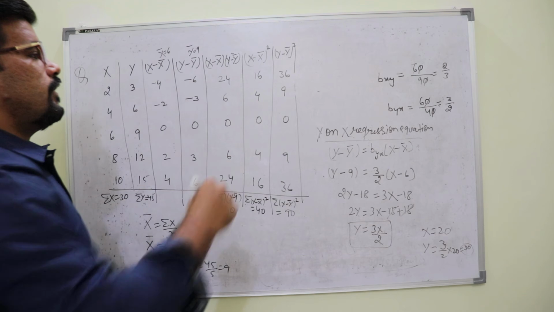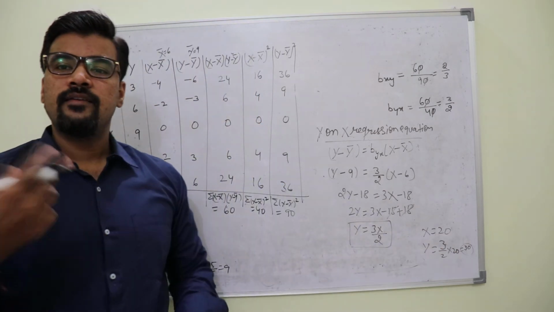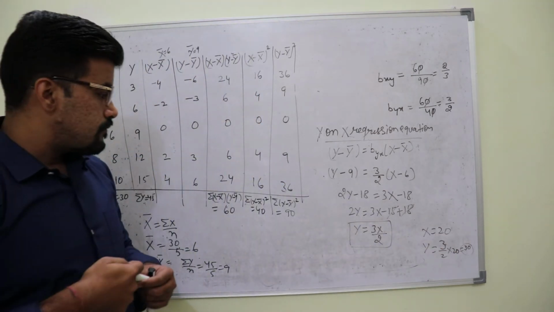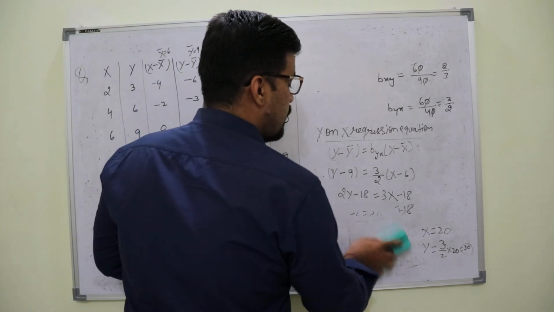अगर आप पिछला वीडियो पीछे करके देखें तो यही आंसर हमारा आया था, जब y is equal to 30 था तो x 20 आया था. So this is the proof of authenticity of this calculation.